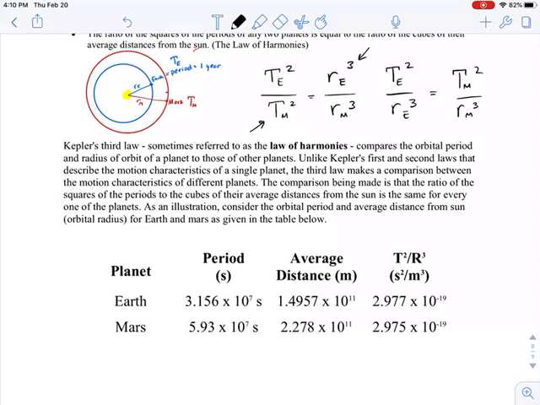And so here's an example. If you actually calculate out, if you take Earth and Mars and their period, that's a year, and their average distance to the sun, and put it into this formula, you indeed get the same ratio, or very, very close to the same ratio, and that's the same for all of the planets in our solar system.